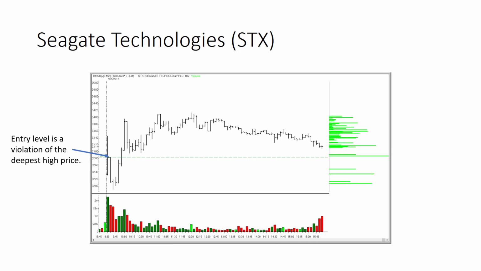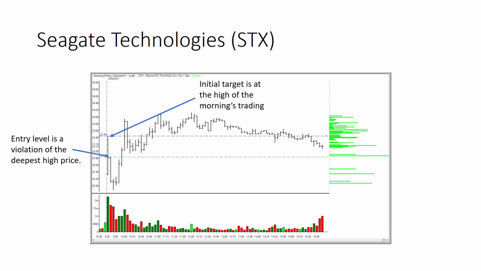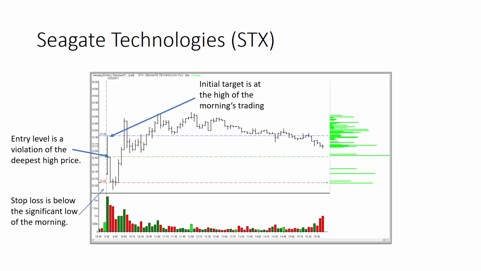But realistically, there's plenty of time to consider what you're going to do as each one of these bars form. The second bar right now is the deepest bar in this pullback or in this opening gap. The initial target is going to be the high of the first bar of trading. And our stop loss right now is going to be below the significant low of the morning.